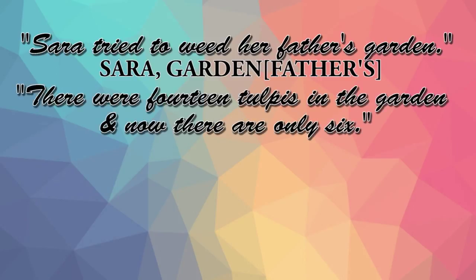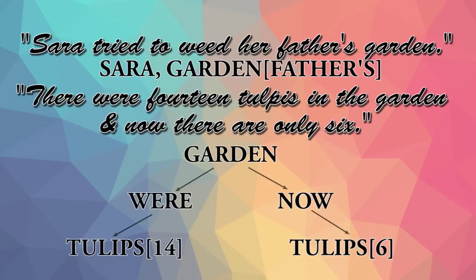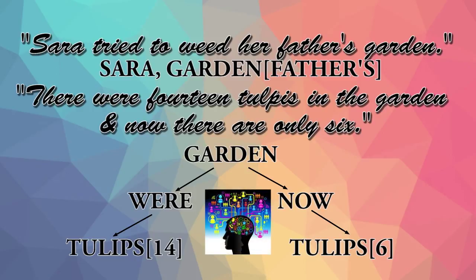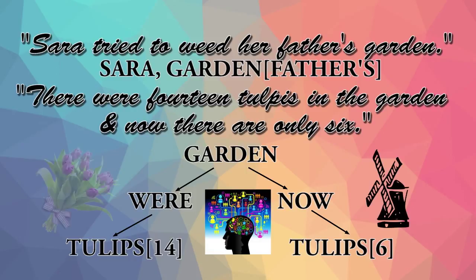There were 14 tulips in the garden, and now there are only 6. Like the last cycle, the sentence is parsed into propositions: were tulips 14, garden, now tulips 6. And prior knowledge is activated to make additional associations, such as tulips to Holland and pretty.